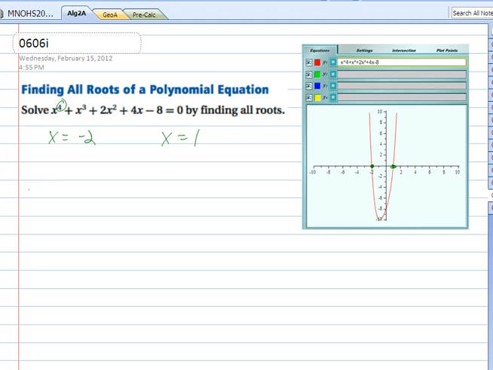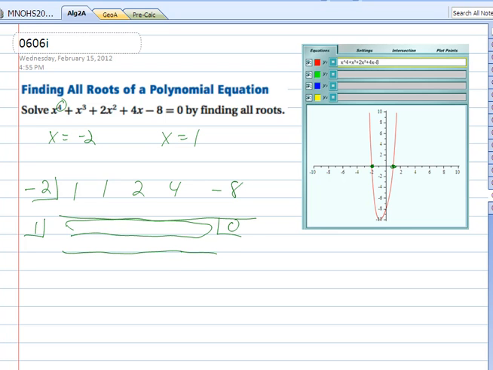So what we're going to do is take -2, one of the roots, and use synthetic division. So 1, 1, 2, 4, -8. You do synthetic division, and you should get a 0 here. Then you get a list of numbers down here, and you take the other root and use that as your corner number, and you do synthetic division again, and you should get 0 down here. Now I'm not doing all of this work here, but I'm just showing you.